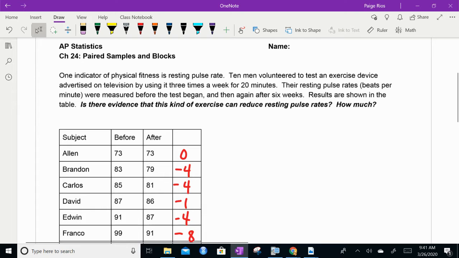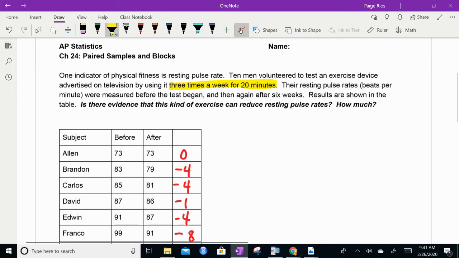So as I take a look at this one, the first thing I did was I made sure that I have a third column. I've got Alan's measurement of his resting pulse rate before, his resting rate after using the machine, which was 3 times a week for 20 minutes. So that was the treatment he was dealing with. And the last column becomes what happened to his resting pulse rate. So for Alan, the difference was 0. For Brandon, within context, Brandon's pulse rate went down by 4. So that's why it's represented as a -4.